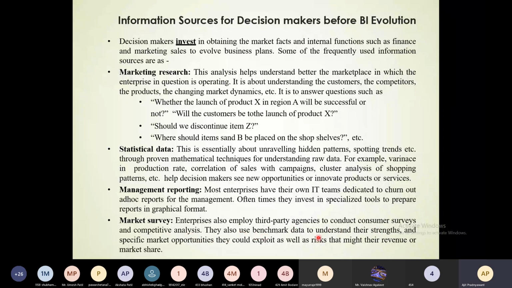So these are some of the information sources from which information is collected and which will help the executives to make the decision: market research, statistical data, management reporting, and market surveys.